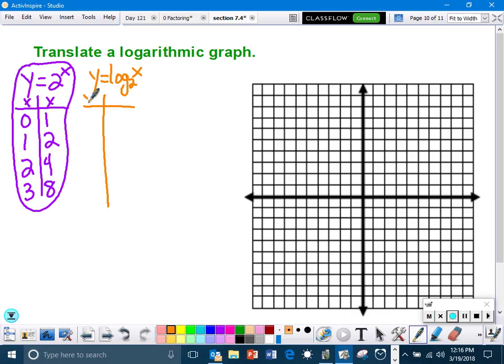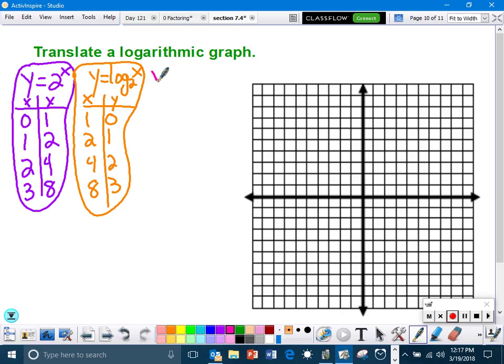And so the inverse, that's where things are switched, right? It's (1, 0), (2, 1), (4, 2), (8, 3). Okay, that was, again, the first problem we looked at. Now, I'm going to add stuff to that. So here we go.